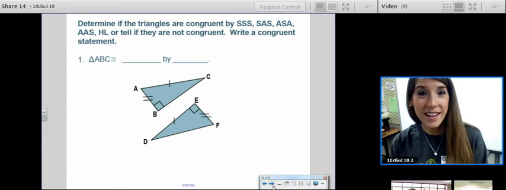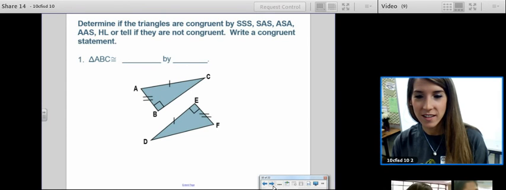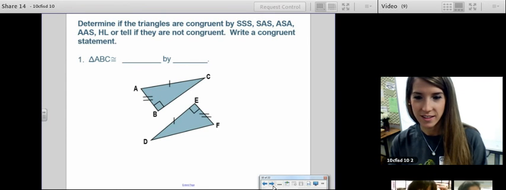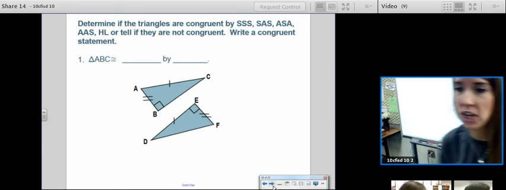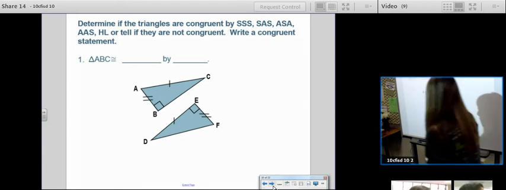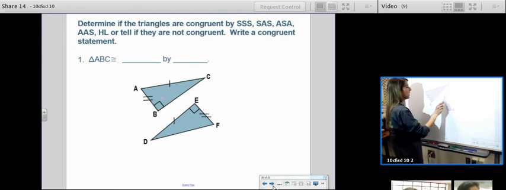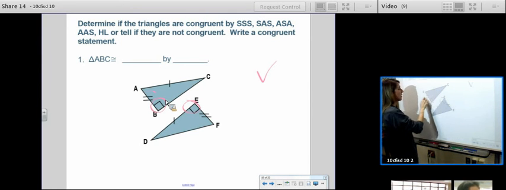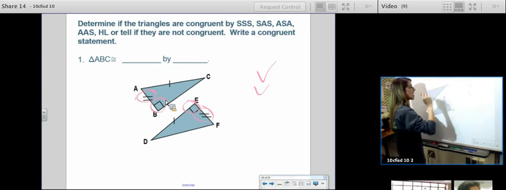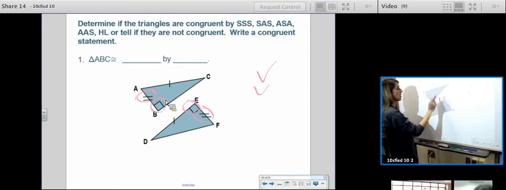Is this our new one, our shiny new theorem? Is it HL? So this one's tricking us a little bit. It almost looks like HL. Let's see if it has everything it needs. They both need to have right angles. Check. They both have to have tick marks on a leg. Check. And they both need tick marks on a hypotenuse.